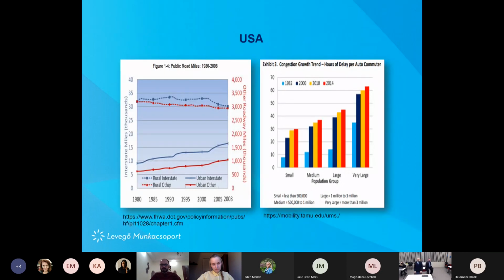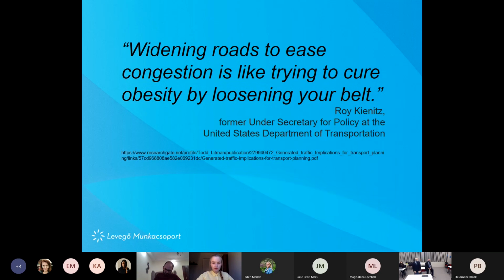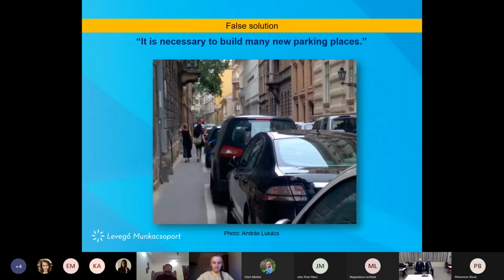So these are two figures from the USA. During the last decades, a lot of new roads were built, billions of dollars were spent on this to reduce congestion. And what happened? Congestion increased constantly. More roads, more congestion. And there was big research on this topic, which came to the conclusion that widening roads to ease congestion is like trying to cure obesity by loosening your belt. So this is not a solution.